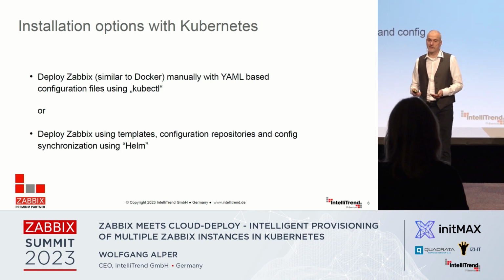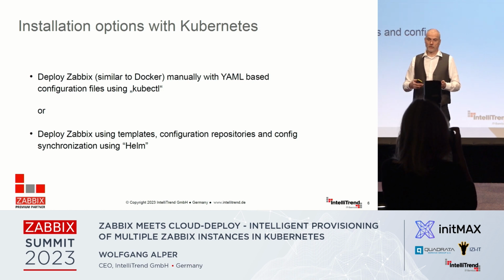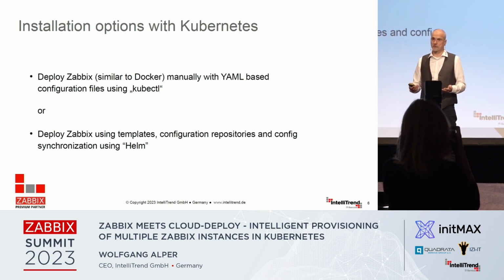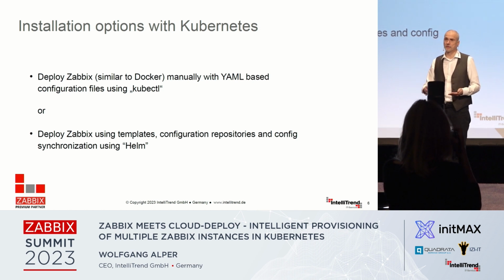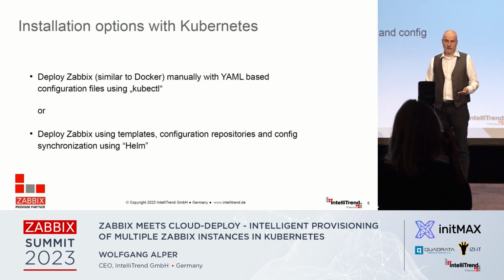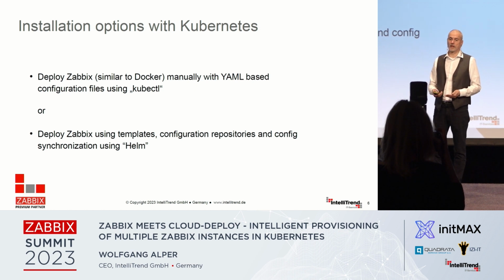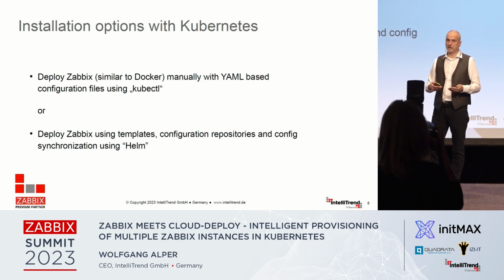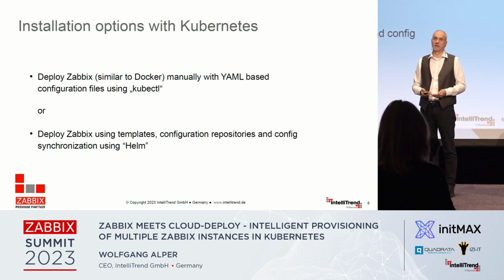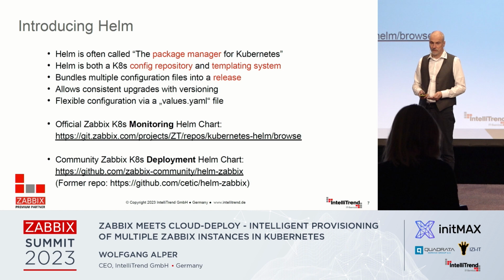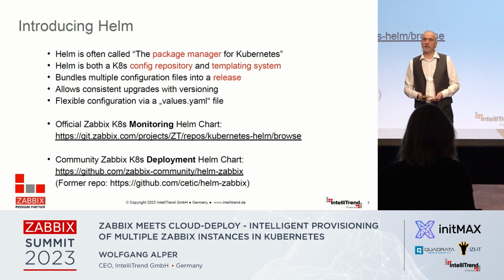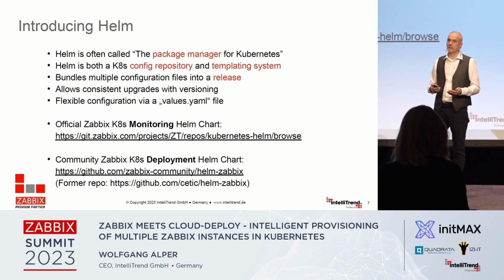So option number one is that we can use Kubernetes in the same way we use Docker. So we write some YAML configuration files and we pass them over to kubectl and then we will execute the stuff. Or we can use configuration and template management, and that is available to Kubernetes and it's called Helm. Helm is a package manager for Kubernetes. It provides config repository structures and template systems.